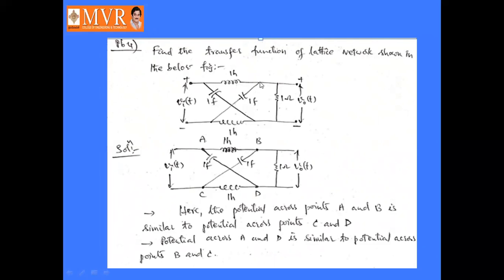Okay, so the inductor has the value 1 henry and the capacitor has the value 1 farad. Vi of t is the input of the circuit, V naught of t is the output of the circuit.